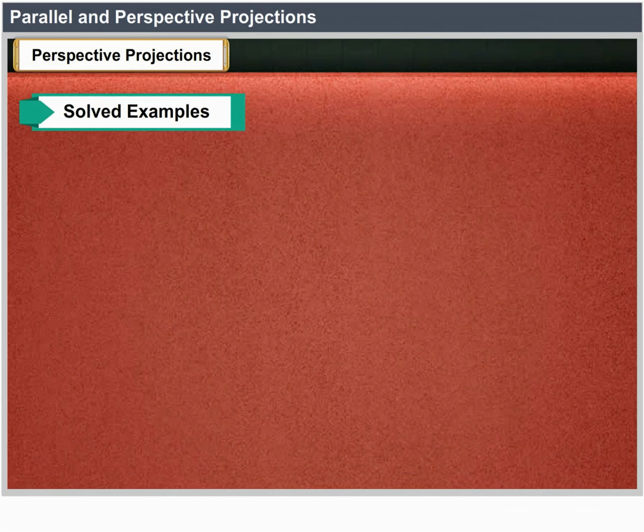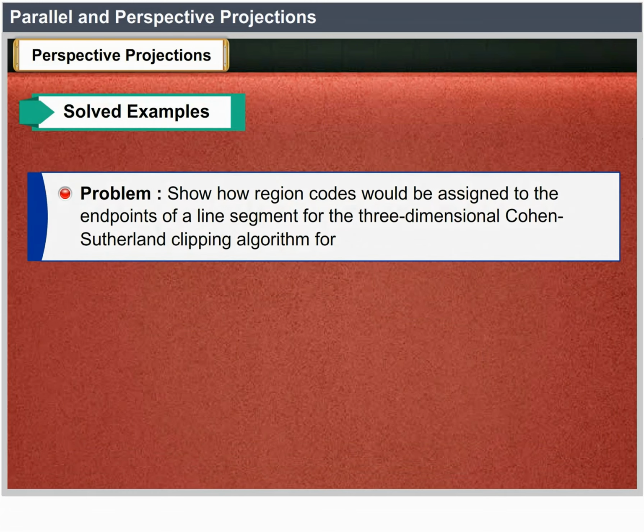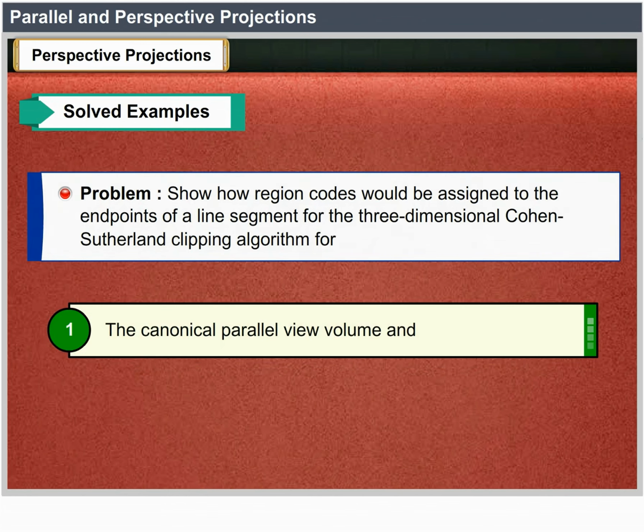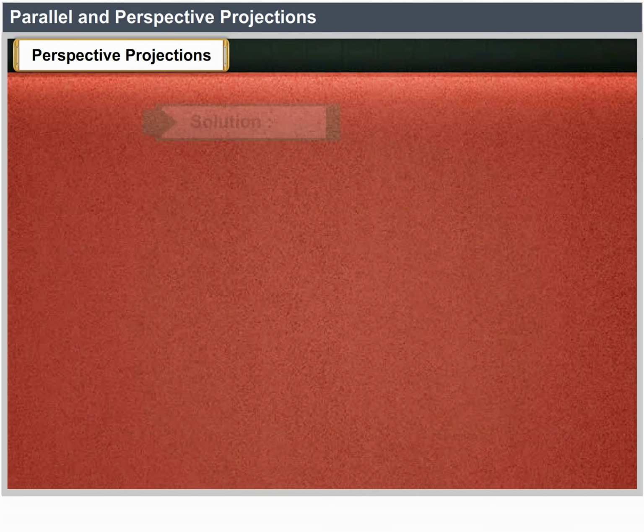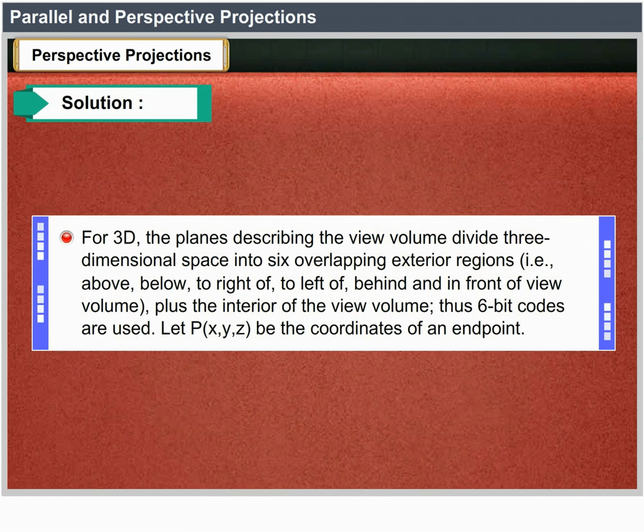Solved examples. Problem: show how region codes would be assigned to the endpoints of a line segment for the three-dimensional Cohen-Sutherland clipping algorithm for the canonical parallel view volume and the canonical perspective view volume. Solution: for 3D, the planes describing the view volume divide the three-dimensional space into 6 overlapping exterior regions, that is, above, below, to right of, to left of, behind and in front of view volume, plus the interior of the view volume. Thus, 6-bit codes are used.